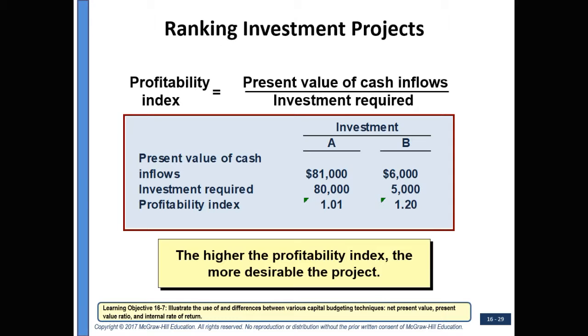Of these two, investment B is going to have the higher profitability index and thus is going to be deemed the more desirable project. This is when you have only a certain amount to invest and you are looking at allocating it amongst various investments or projects.